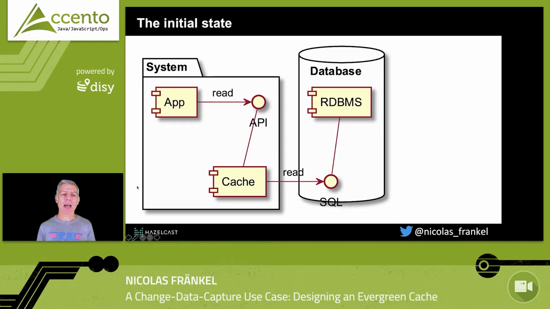As an example, I have here a very simple system. I have an application that reads and writes to a database, and between the application and the database, I have a cache layer. So the cache acts as a facade. Every time I write, the cache writes to the database, and so my system is always in sync, and I'm very happy.